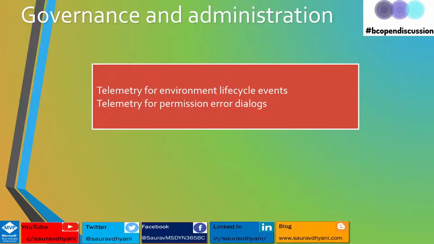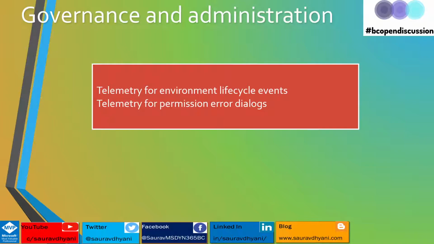So now if a permission error message is shown to the user, Business Central will log that data into partner telemetry. And using that telemetry data, the partner can get insights on what permission setup triggers error situations for the user, and then you can help your users define or redefine their permission sets as they are getting these error messages. So that's all on governance and administration.